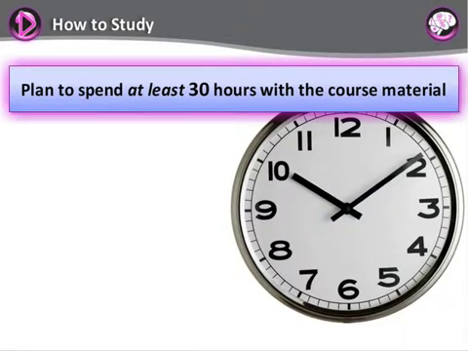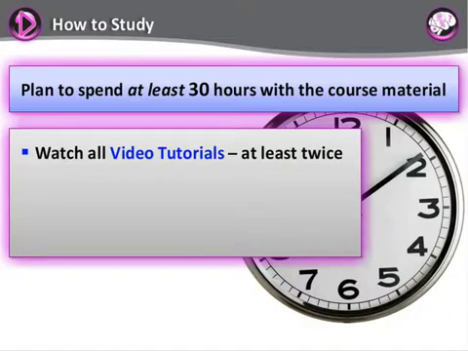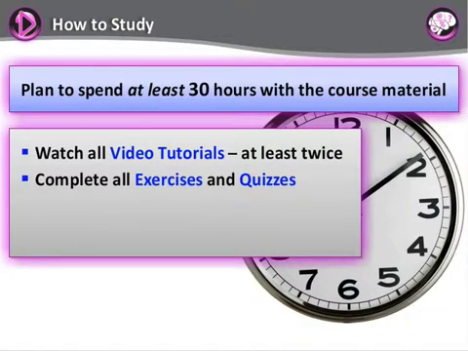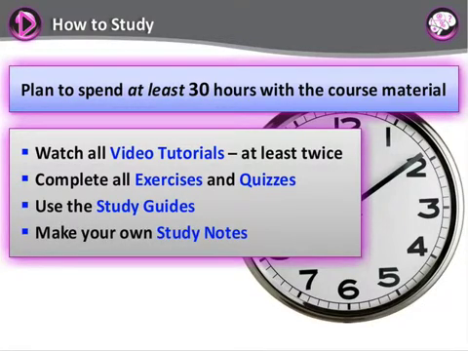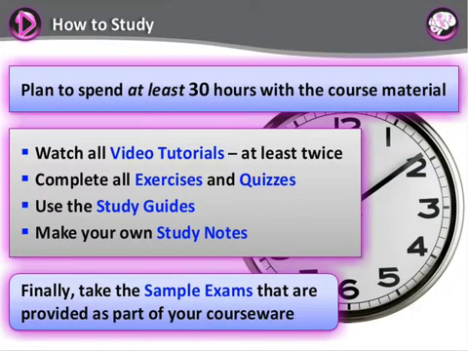To maximize your chances of success in the PPO exam, you'll need to plan to spend at least 30 hours studying all of your course material. Effective study time should be spent using the course materials provided, including watching all the video tutorials at least twice, completing all the exercises and online quizzes, using your study guides to maximum effect, completing your own study notes, and taking the sample practice exams that are also provided.